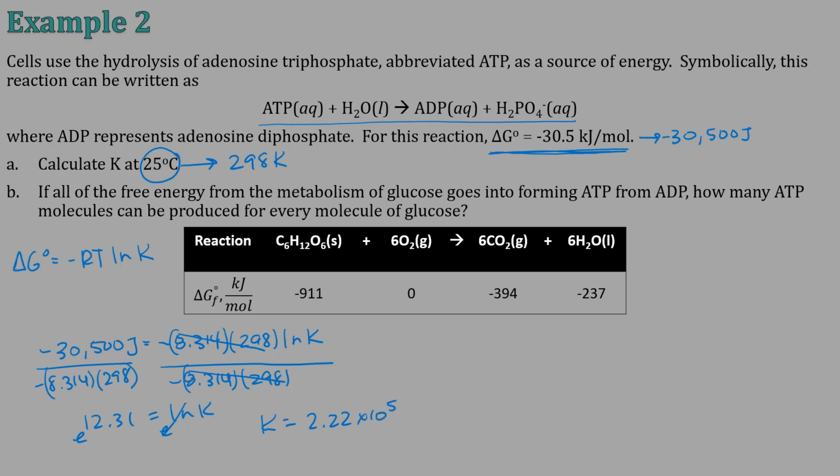So even though it's not quite as big as the last problem, it's still pretty large, and that's because we have such a negative delta G value, right? So negative delta G, big K, spontaneous in the forward direction.